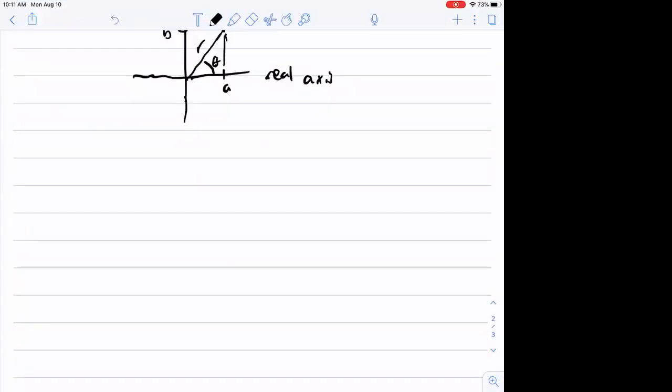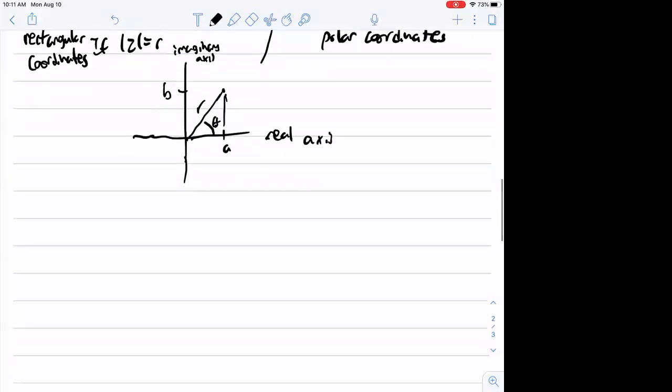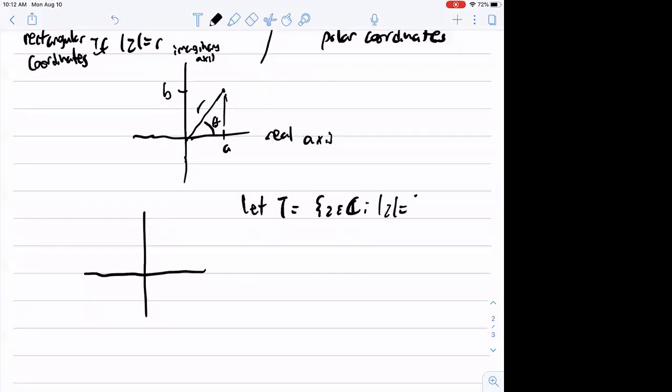Hopefully that's all review. So here we could consider a subset. We could consider the unit circle. Let T equal the set of z in C such that the absolute value of z is 1. So picture-wise, what is this?